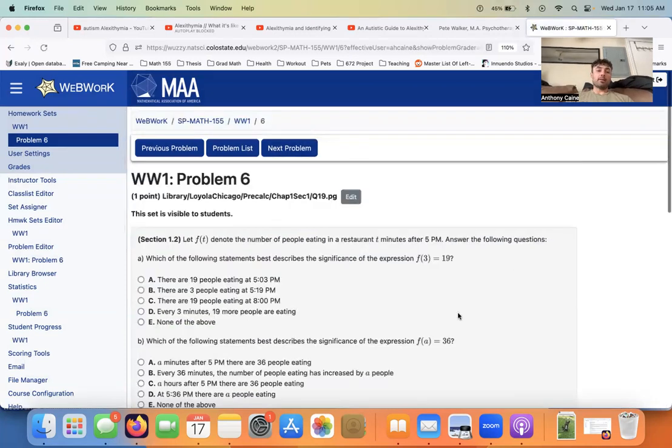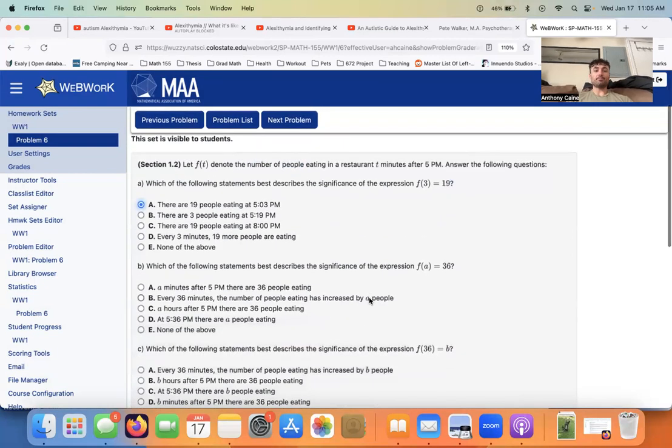All right. Which of the following statements best describes the significance of this expression? What is f telling me? F of t denotes the number of people eating in a restaurant t minutes after 5 p.m. So the number of people is the output, that's the 19 here. So 3 minutes after 5 p.m., there are 19 people eating at the restaurant. Let's see, at 5:03, there are 19 people eating. Great, that's good.